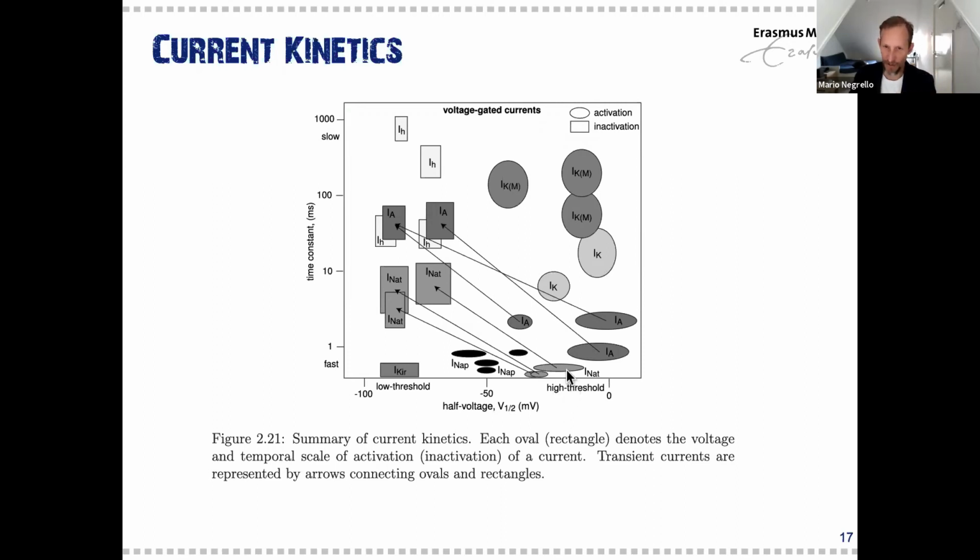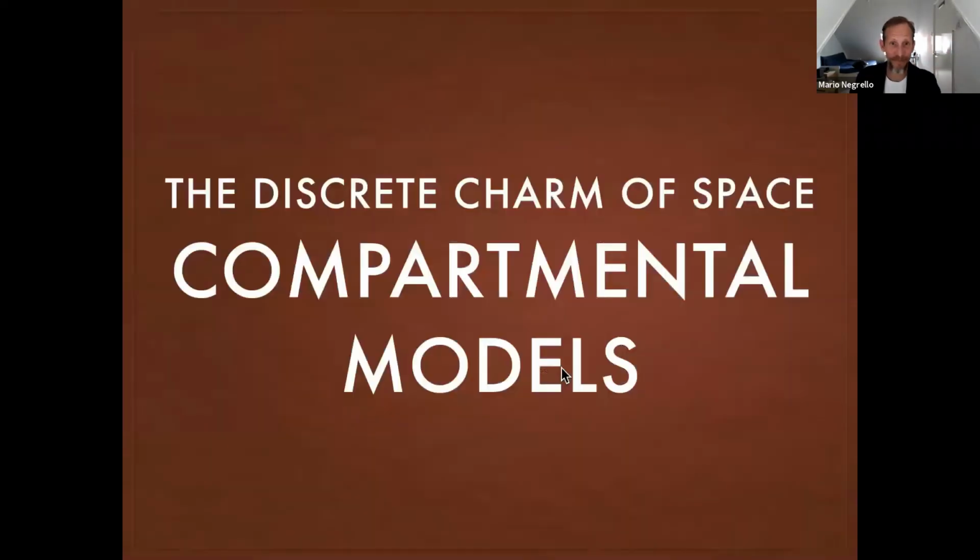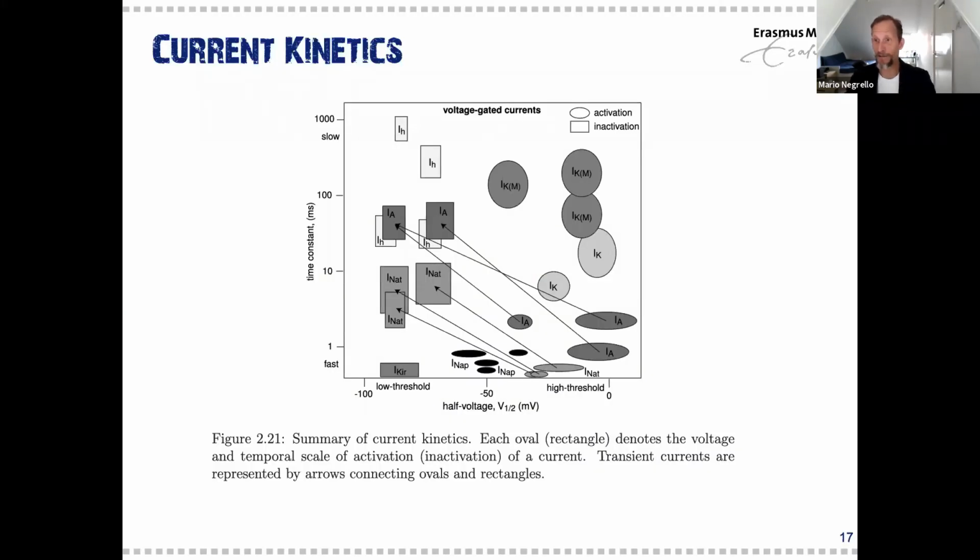We also have the difference between the rectangles, which are the activation variables, and the inactivations of the currents, which are the ellipses. So this is just a sample of the kinds of ion channels that we can have inside the system. The currents then are the arrows. And so this wraps together what I wanted to tell you about Hodgkin Huxley.